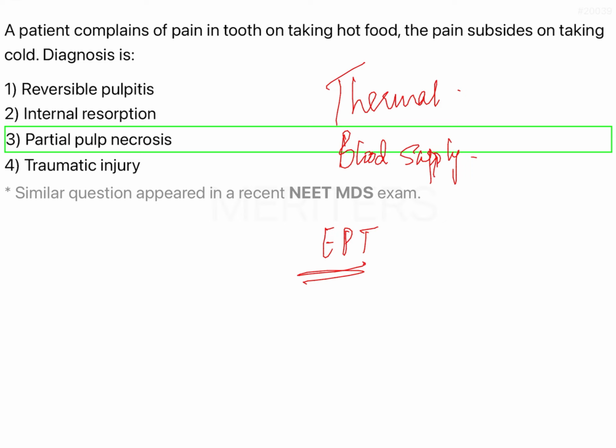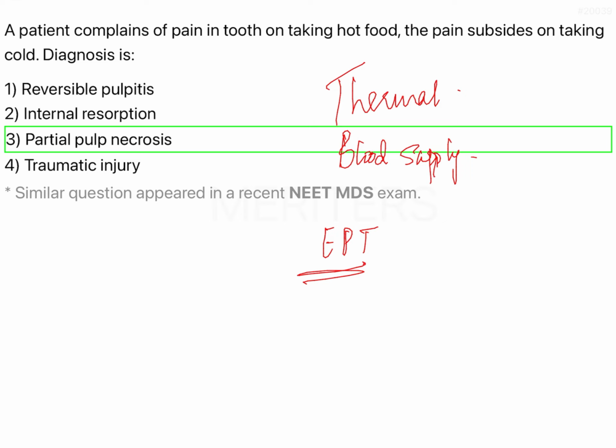That is because the nerves which are there get irritated by the heat, and once they are irritated by the heat, when you apply the cold, the irritation subsides. The nerves are in a state of relaxation, and that is the reason why in partial pulpal necrosis you may have pain that is aggravated by heat and relieved by cold. However, like I told you, it is not always necessary.